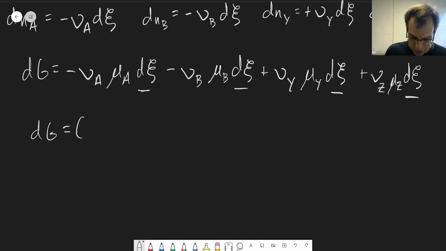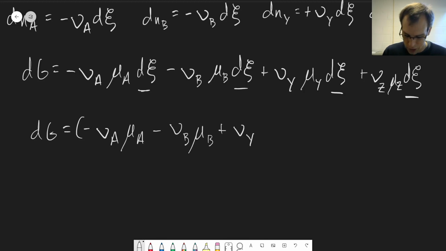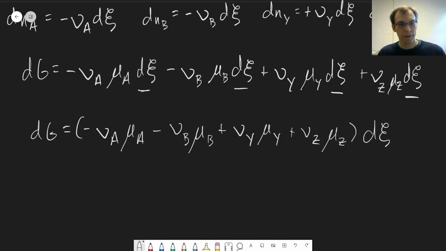We'll have all of these stoichiometric terms and their chemical potentials in this term here, where they're negative for the reactants and positive for the products, times d psi, our extent of reaction. And so at this point, now that we have everything in terms of one variable, the extent of reaction, the chemical potentials are showing up here.